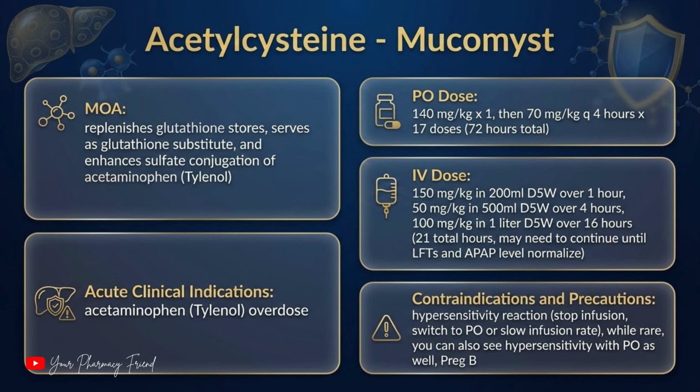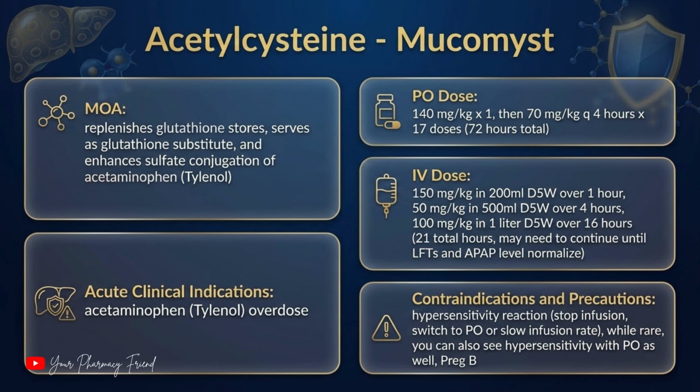For oral administration, the standard regimen begins with a loading dose of 140 mg per kilogram, followed by 70 mg per kilogram every 4 hours for 17 additional doses. This oral treatment course lasts a total of 72 hours.